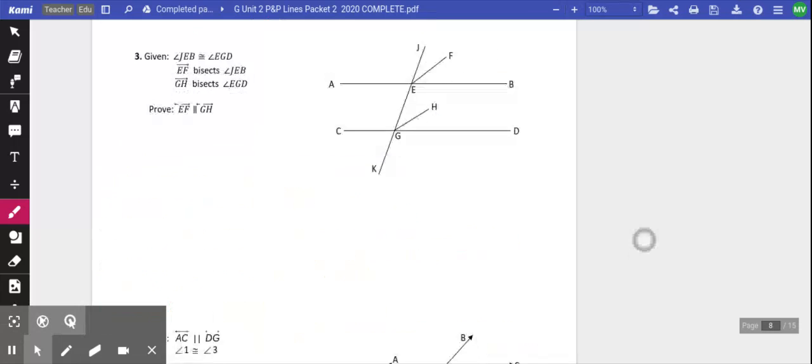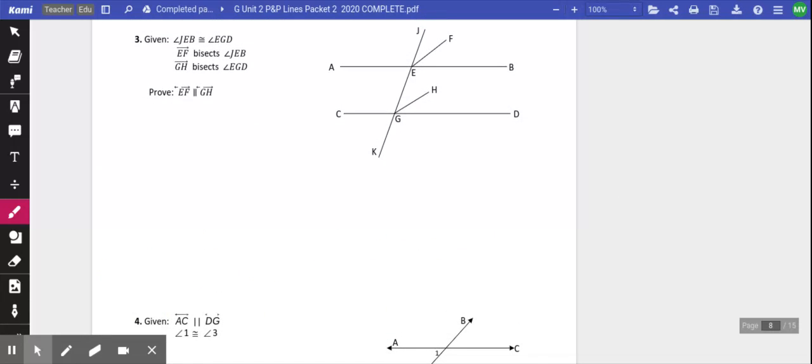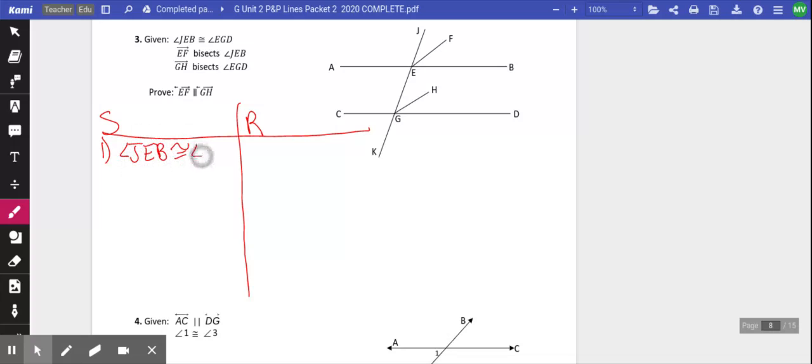All right, so this proof, everyone, we are going to do step by step because I want you trying to do it on your own. So we're going to start with statements and reasons. And my first statement is JEB is congruent to EGD. And I just want to focus on that one given right now. We'll come back and do our other givens in a minute.